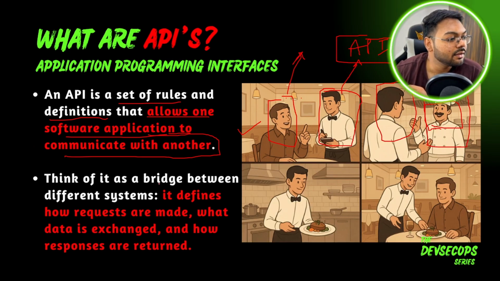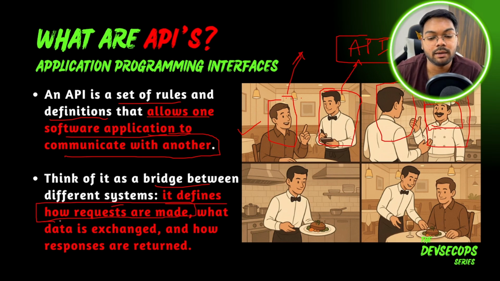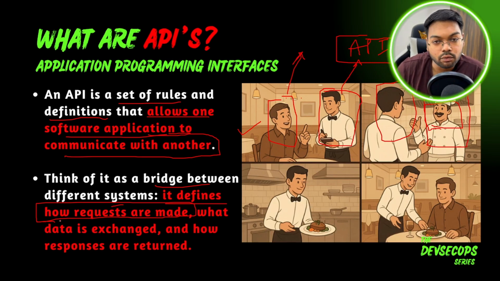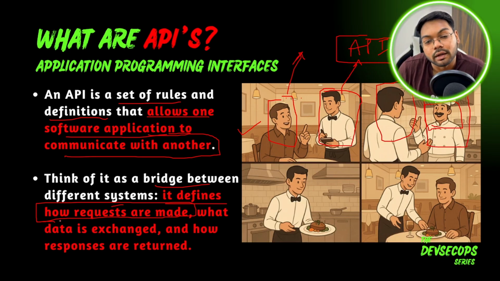So think of it as a bridge between different systems. It defines how requests are made. As I mentioned, the request should be made based on the service. If it is a security service or an authentication service, you would not ask it to place your order in the basket. It also defines what data is exchanged, and how responses are written.